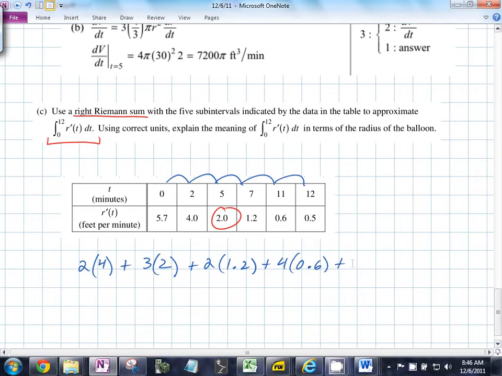That's the right endpoints because we use it to the right. This interval, so that one right there. This interval, so that one. This, so that. This, so that. This would be the right. Just for our own, what would be the left?